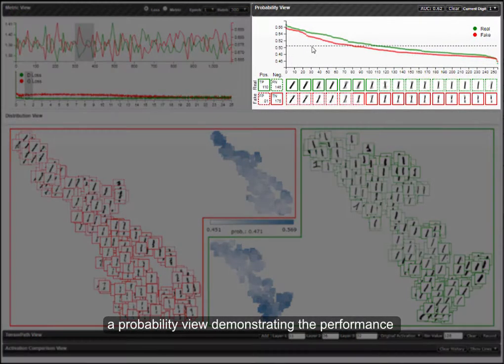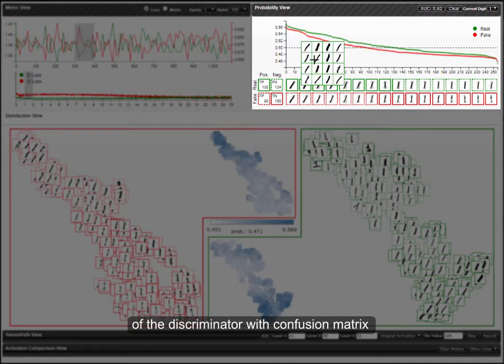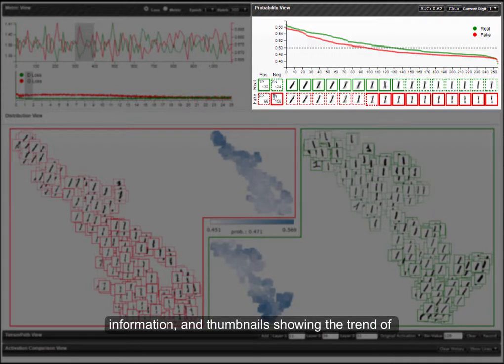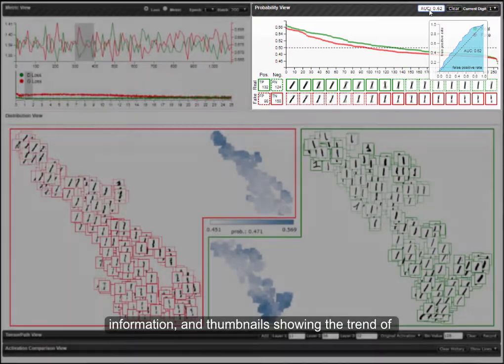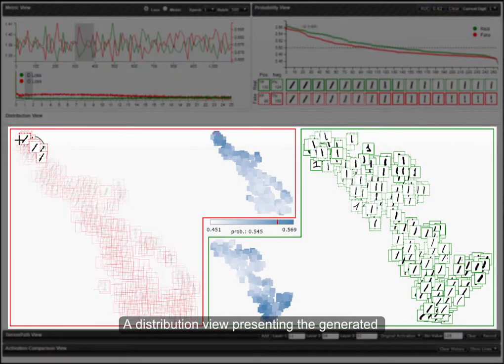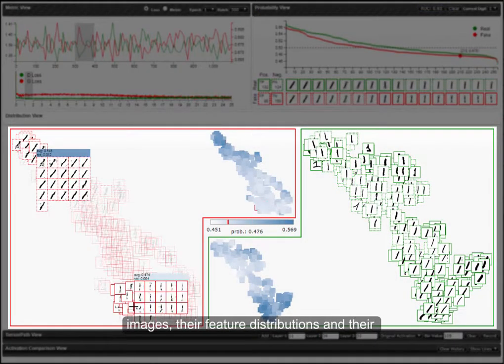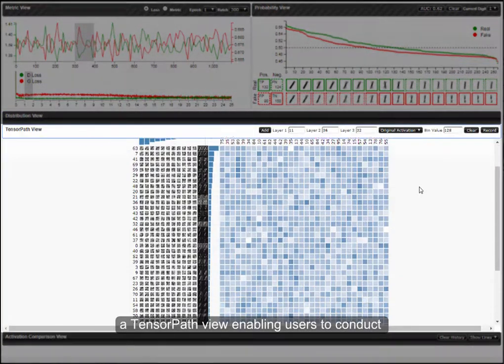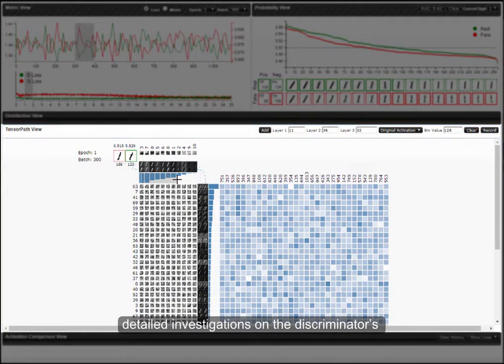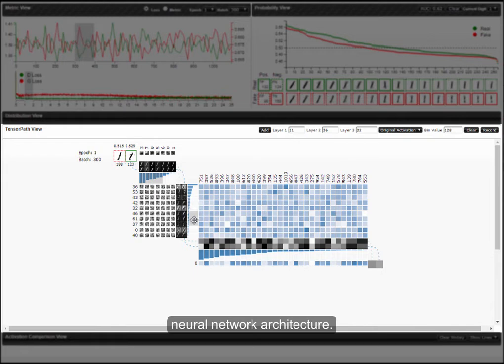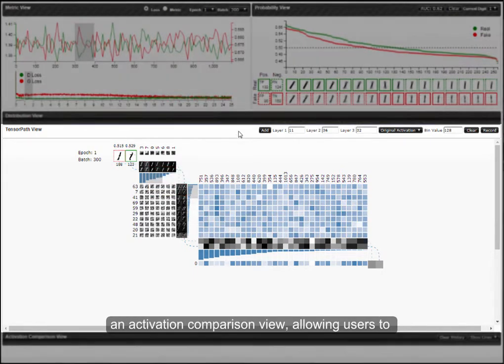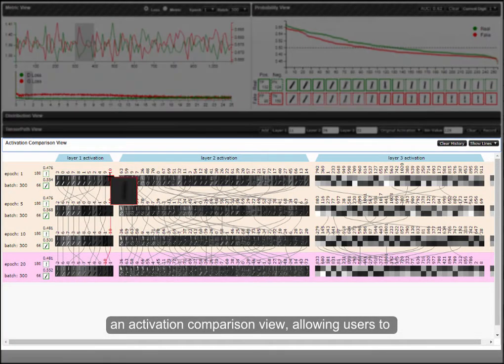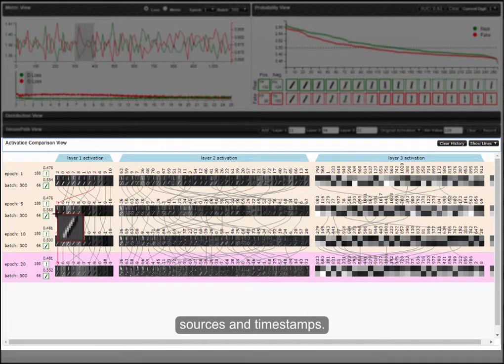A probability view, demonstrating the performance of the discriminator with confusion matrix information, and thumbnails showing the trend of visual features. A distribution view, presenting the generated images, their feature distributions, and their probability distributions in comparison with the real images. A tensor path view, enabling users to conduct detailed investigations on the discriminator's neural network architecture. An activation comparison view, allowing users to perform comparative analysis across image sources and timestamps.